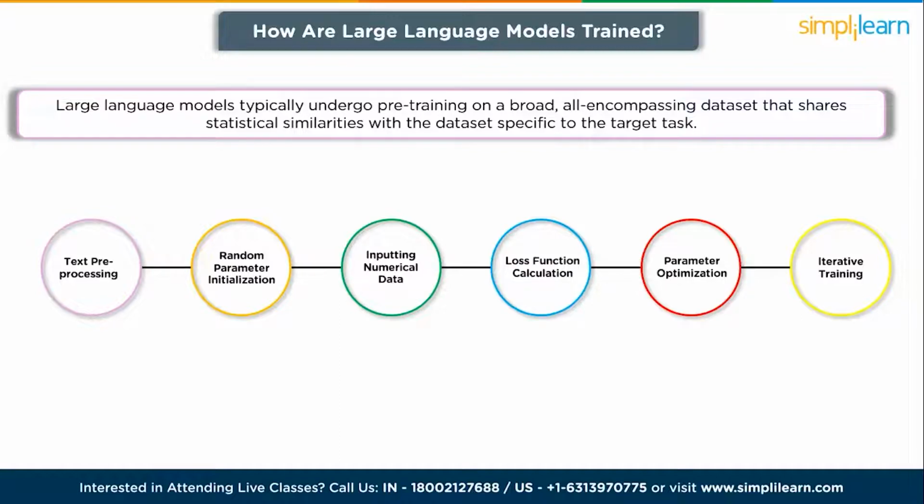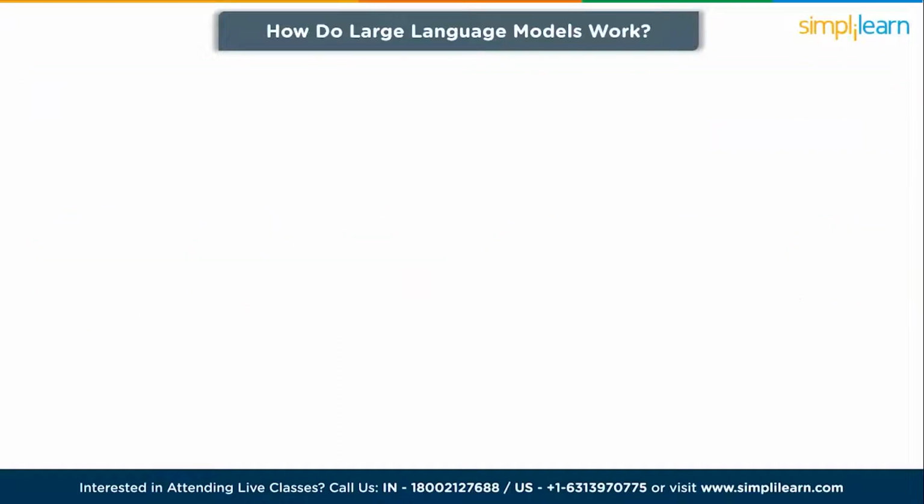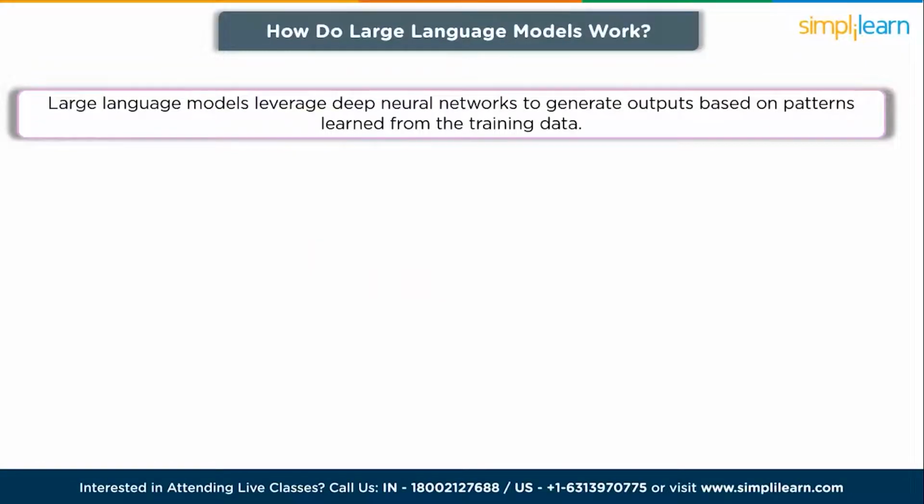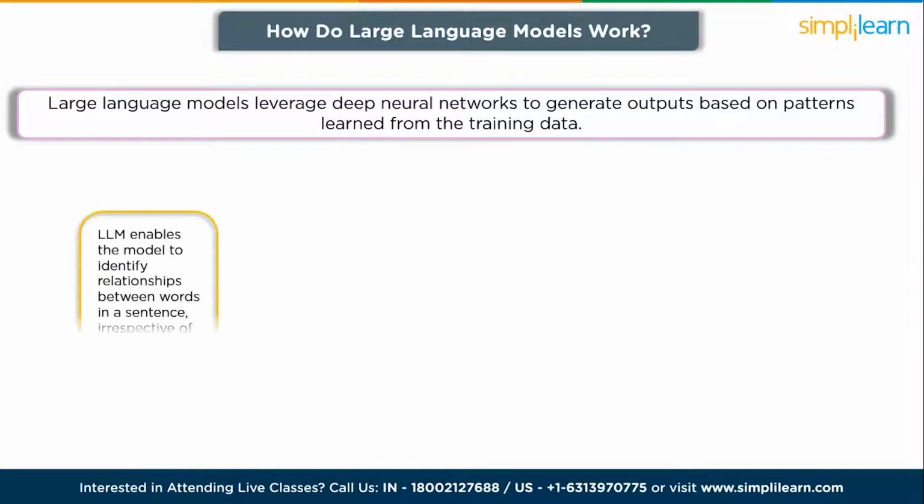And now, we will see how do large language models work. So large language models leverage deep neural networks to generate outputs based on patterns learned from the training data. Typically, a large language model adopts a transformer architecture which enables the model to identify relationships between words in a sentence irrespective of the position in the sequence.